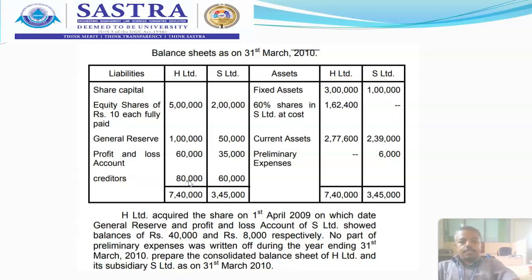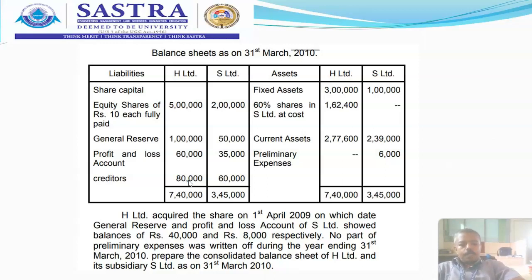Now let us proceed towards the calculation of goodwill, or we can say the calculation of cost of control. How to calculate that? As we have seen in the earlier lectures, lecture number 2 and 3: lecture 2 explains the calculation of goodwill, and lecture 3 explains the calculation of minority interest. Now in this lecture we will see the entire consolidated balance sheet of the holding company by incorporating both the calculations.